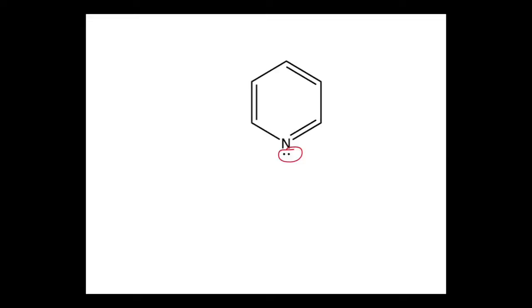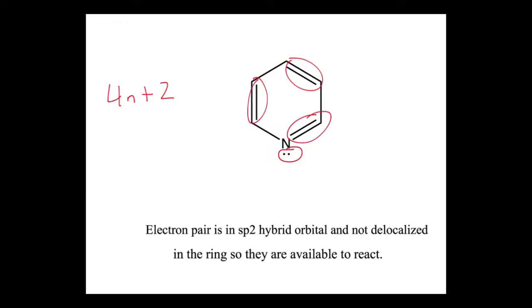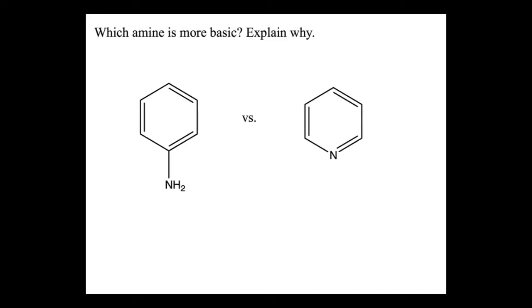If you look inside the ring, you can see that there are 2, 4, 6 pi electrons, which falls into the 4n plus 2 rule of aromaticity. Therefore, this ring actually has aromaticity. Therefore, the electron pair is actually in an sp2 hybrid orbital, but it's not delocalized into the ring because of aromaticity, and so they are available to react.